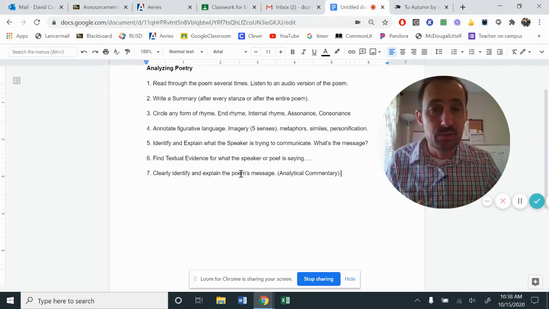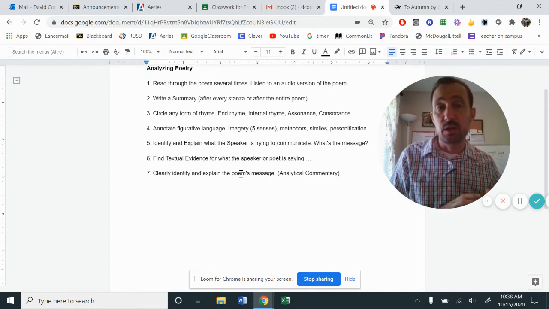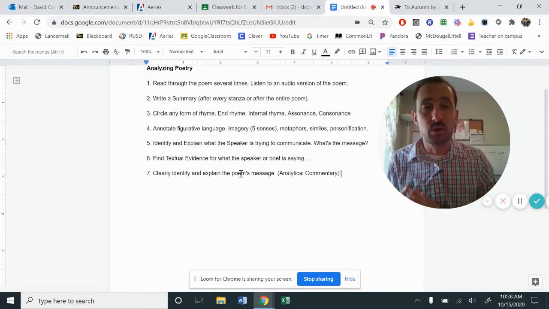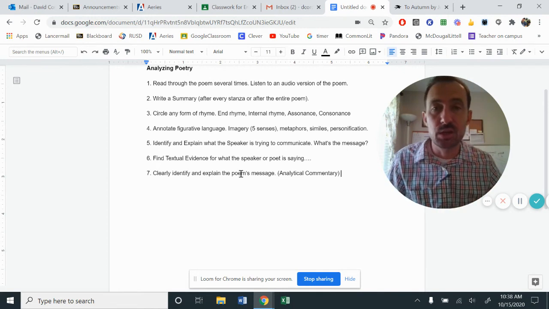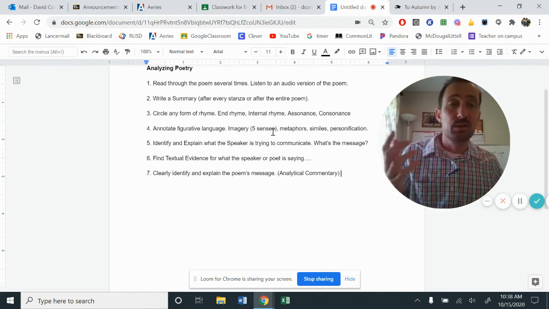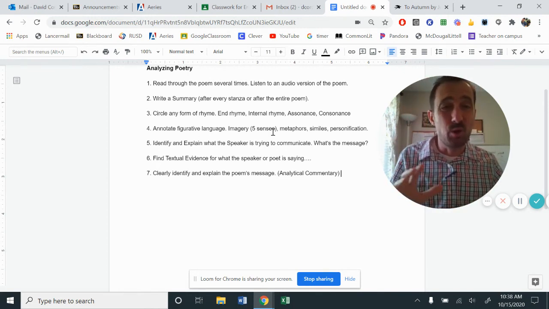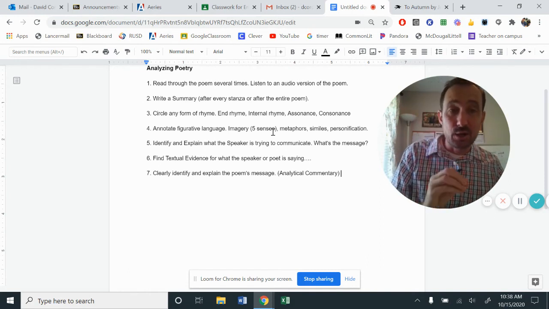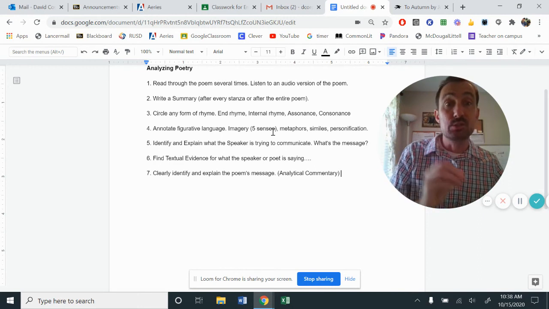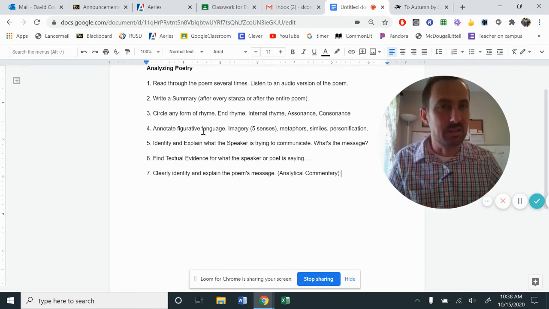Annotate figurative language. So you're looking for similes, you're looking for imagery, you're looking for metaphors, you're looking for personification. One of the things, like there's Emily Dickinson, she's a great poet. And one of the things that she does is she capitalizes specific letters in her poetry to mean certain things. So that would be something that I would annotate because it's unique and different. Okay.